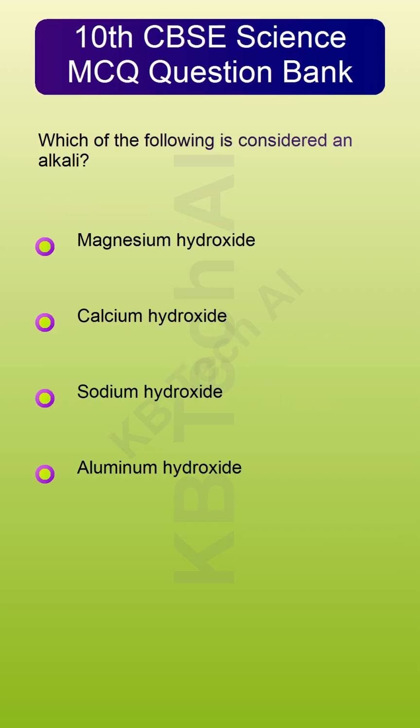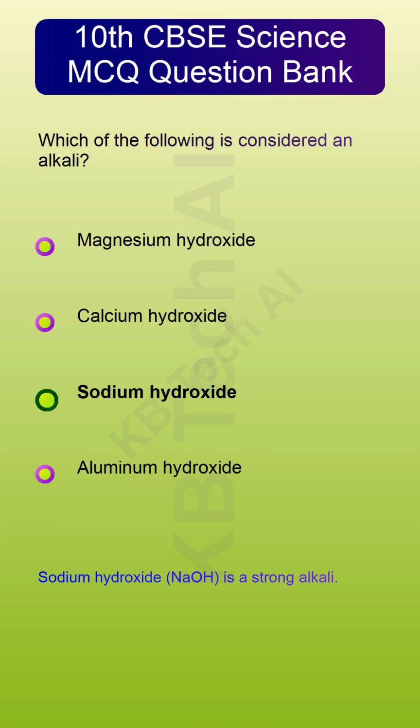Which of the following is considered an alkali? Option 1, magnesium hydroxide, option 2, calcium hydroxide, option 3, sodium hydroxide, option 4, aluminum hydroxide. The answer is, option 3, sodium hydroxide.